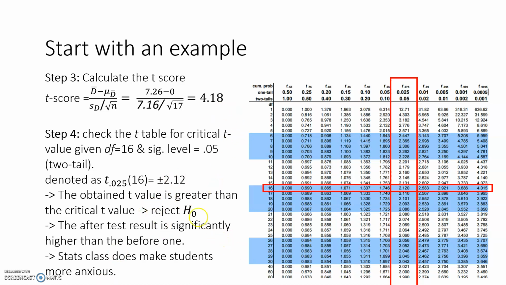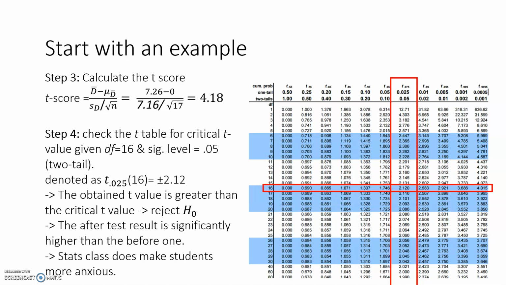In other words, we can say that the after-test result is significantly higher than the before one. And get back to our example, we conclude that this test class does make students more anxious. Well, I feel sorry about this result for you guys, and I do hope that you guys can get more from my class, not just a pure anxiety. Okay, so that is this example, this repeated t-test.